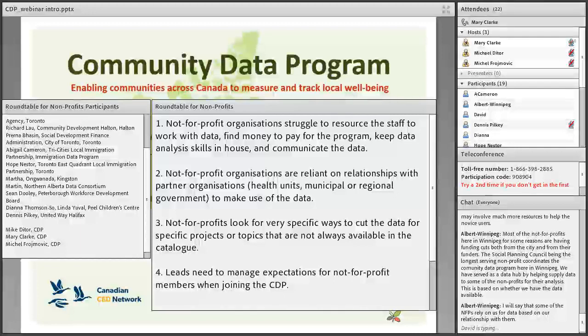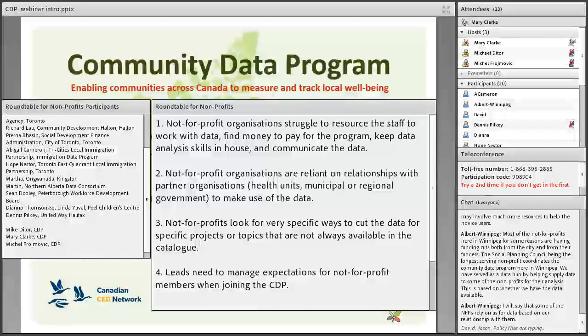Yeah, absolutely. And that's actually going to segue really nicely into our second point here. I'm going to just draw attention to Albert's comments. So I'll just read it again. Not-for-profit organizations are reliant on relationships with partner organizations to make use of the data. We're already hearing this as the local leads and at the national level of the program as well.